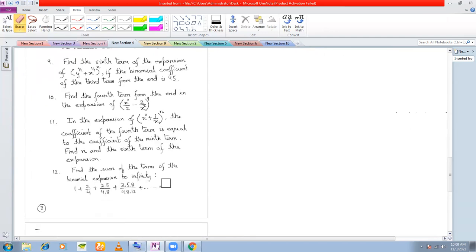Okay, number 11. The question here is, in the expansion of x squared plus 1 by x, to the power of n, the coefficient of the fourth term is equal to the coefficient of the ninth term. Remember, the terms are not equal. Only the coefficients are equal. Find n and the sixth term of the expansion. So let's write the given expression first.